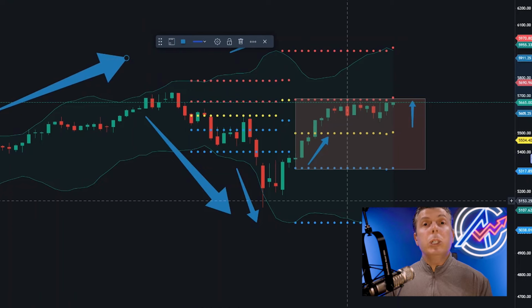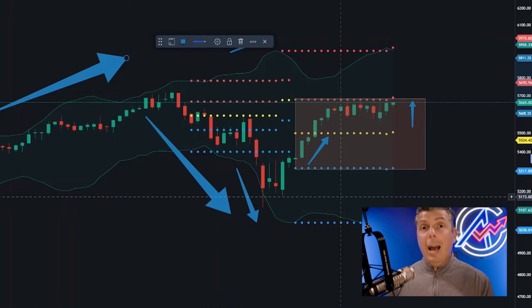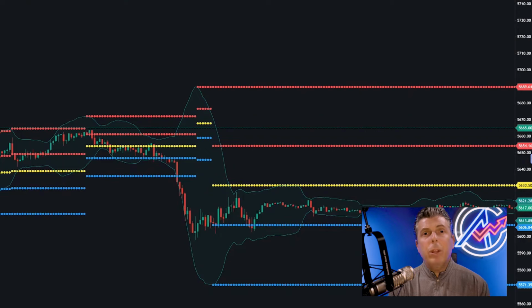Now I want to take you to a shorter term chart to show you how Beacon can be used on your short-term charts for mean reversion moves. All right, I pulled up a 3-minute chart and I put Beacon on the 3-minute chart with the Bollinger Bands.